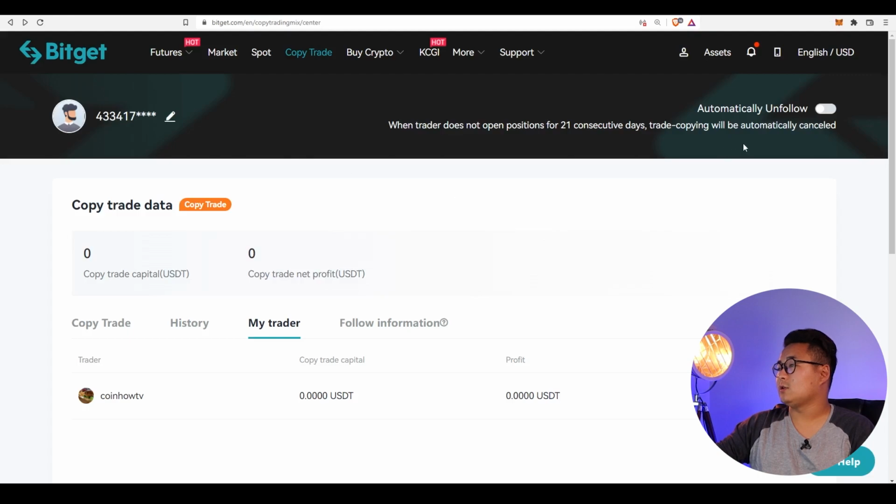It looks like there are some opportunities for us to be able to automatically unfollow as well if the trader does not open any positions for 21 consecutive days. And it'd be interesting to see how this turns out. Try to apply these mechanics into doing copy trade. Of course, learning how to trade yourself will be the best option to go, but I understand it's not everyone's cup of tea. So that's my take on it.